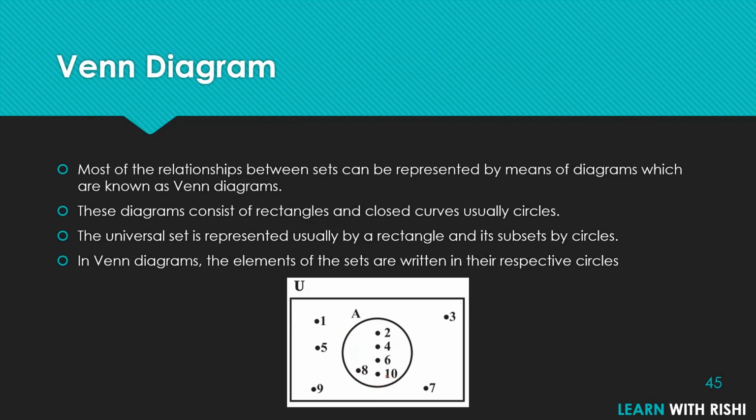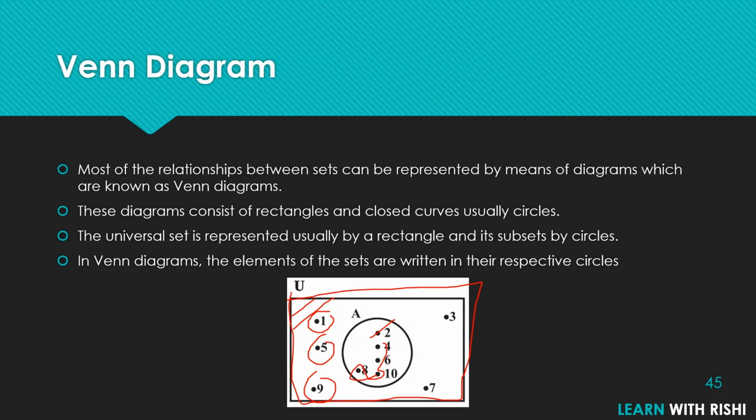Now from this diagram, what can you identify? Universal set means all the elements are present, each and every element. So in the universal set here, 1 is also included, 5 is also included, 9 is also included. Even 2, 4, 6, 10, 8, all are included, because this is a universal set.